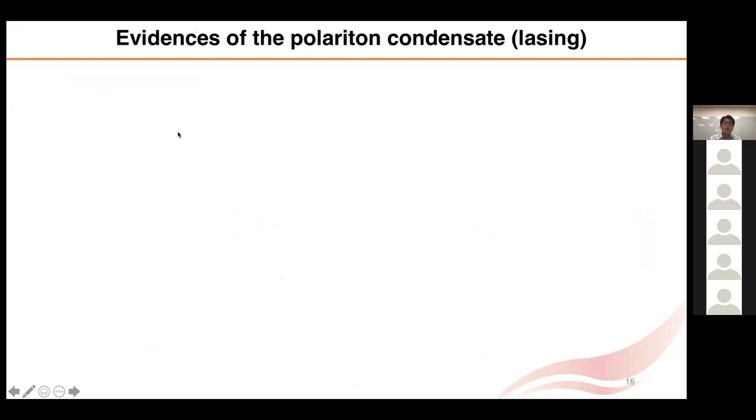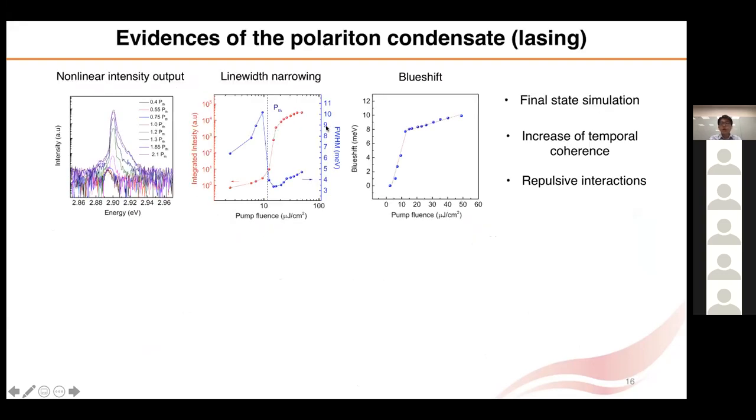So in addition, we also provide evidence for this occurrence of condensate. The first one is the nonlinear intensity output with the increase of the pumping power, which is actually a result of the final state stimulation, because the more particles are injected, the faster the relaxation. And the second evidence is the narrowing of the linewidth of the mode, which suggests the increase of the temporal coherence. So thirdly, because the interaction between polaritons is repulsive, with the increase of the pumping power, more polaritons are produced. It will result in a continuous blue shift with the increase of the pumping fluence.